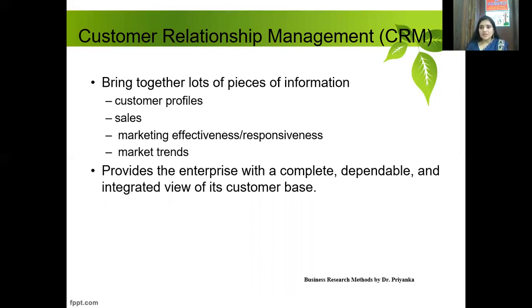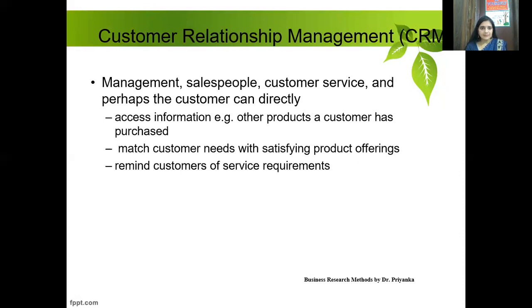Then market trends. Yes, once you have all the data, you can compare market trends, you can compare different markets for the product, and you can compare different timings, different seasons for the product sale. So many things can be done if you have CRM available. It provides the enterprise with a complete, dependable, and integrated view of its customer base.